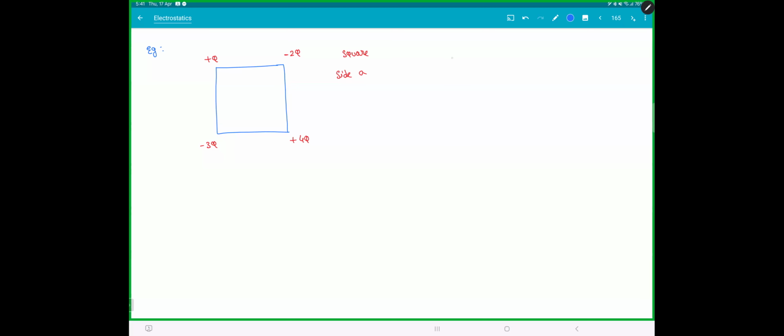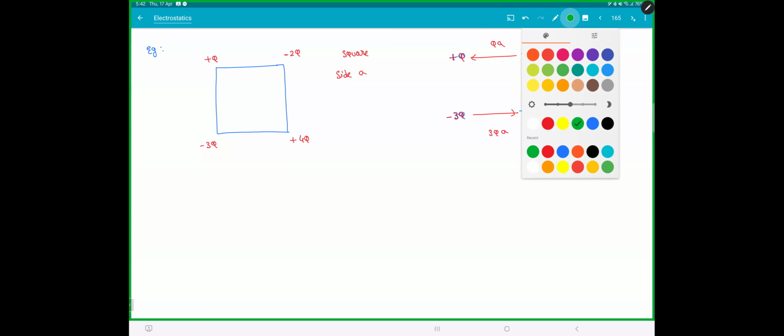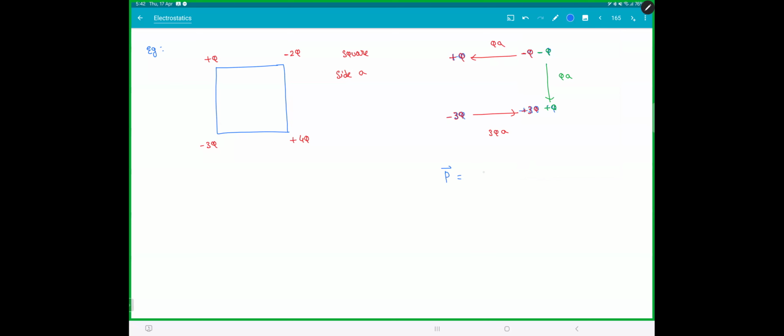Let's see. So I can split this into plus q, minus q, minus q, 3q, plus q, and minus 3q. So this guy will form one pair. This guy will form one pair. So this will be 3qa. This will be qa. This will form one pair here, qa. So the dipole moment of the system will be 2qa i cap minus qa j cap.